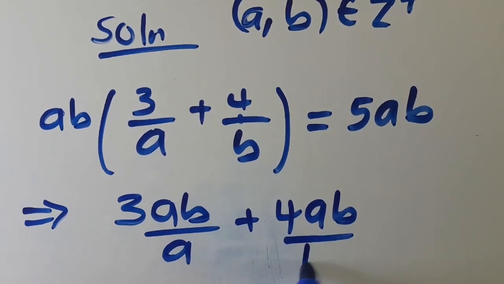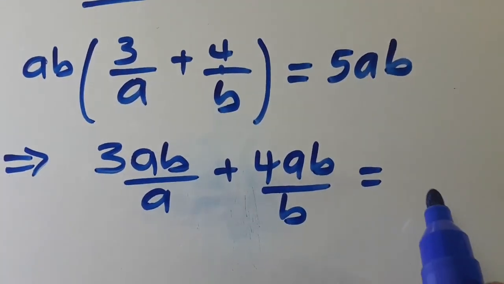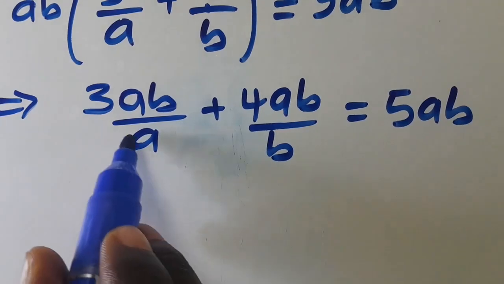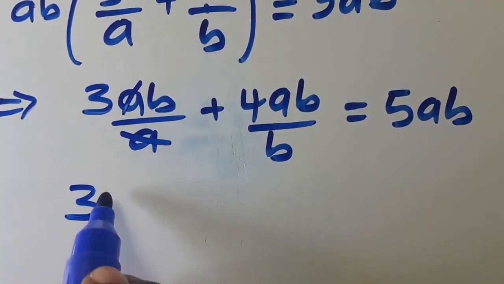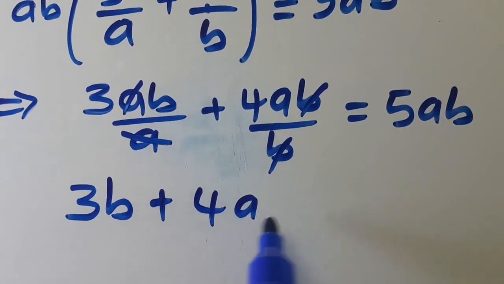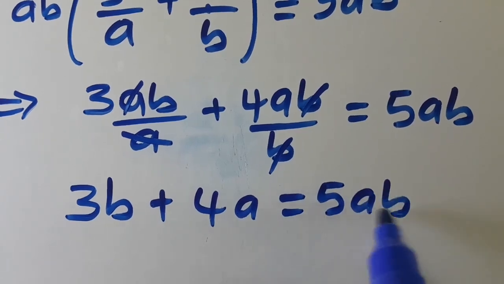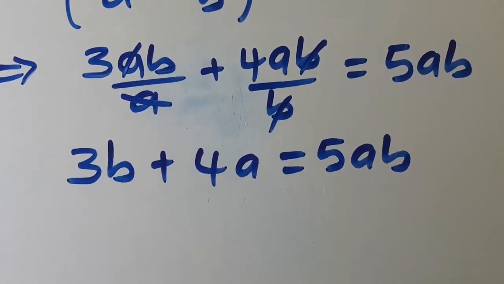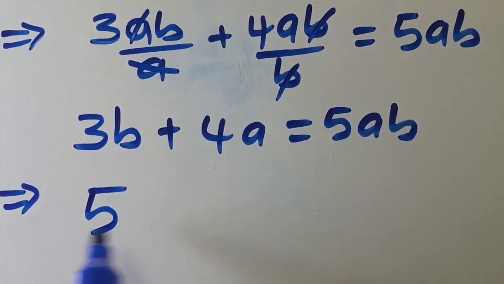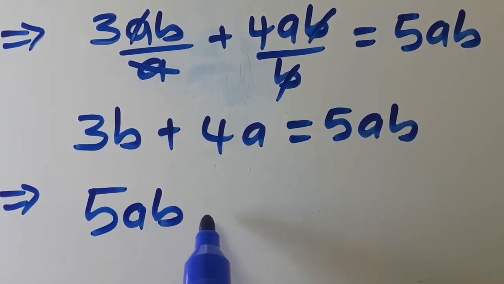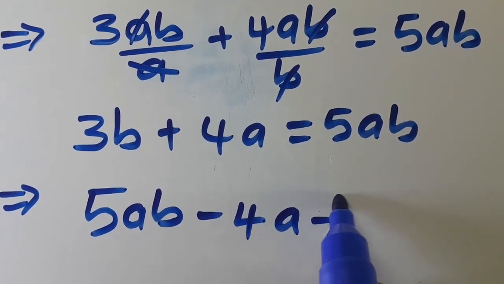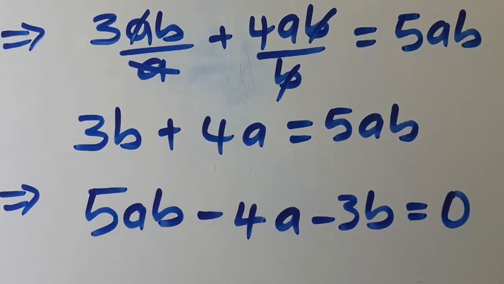4ab divided by b equals 5ab. Then from here, we cancel this, we have 3b, plus, we cancel this, we have 4a equals 5ab. Then let us rearrange the expression. Let's take the whole of this to the other side. Then we are going to have 5ab minus 4a minus 3b to be equals 0.